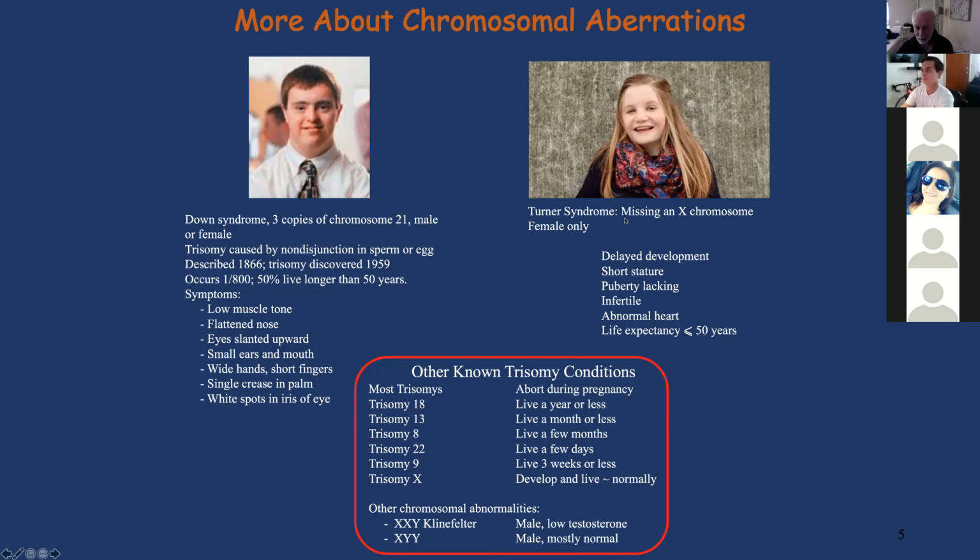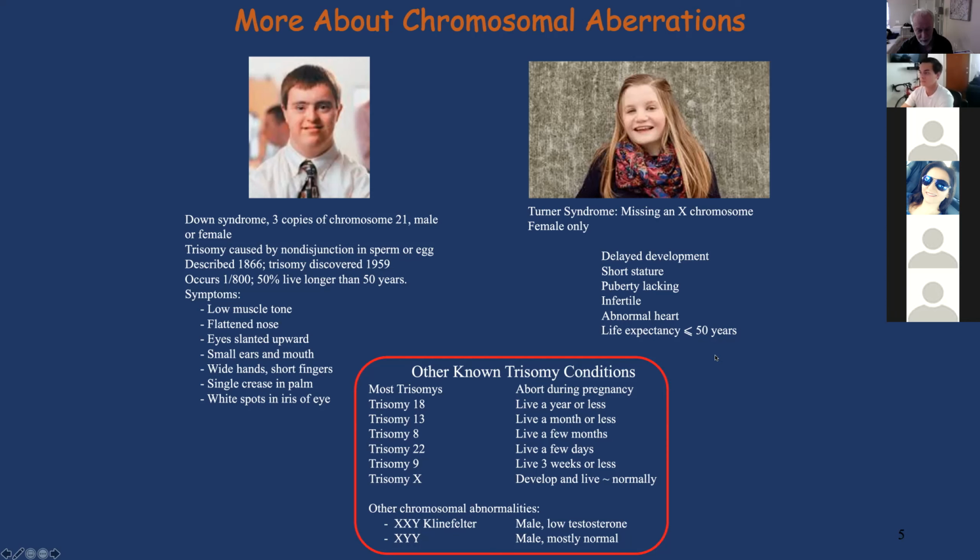Now, the Turner syndrome, you've already noticed that Turners are missing an X. They have 1 X and no Y, so they're female. And people with this have delayed development. They're short in stature, never have puberty, they're infertile, have abnormal hearts, and usually they have relatively short lives. This is a picture of a girl with Turner syndrome.